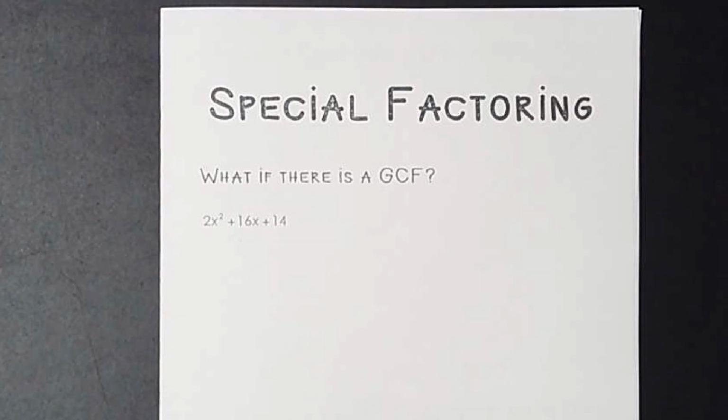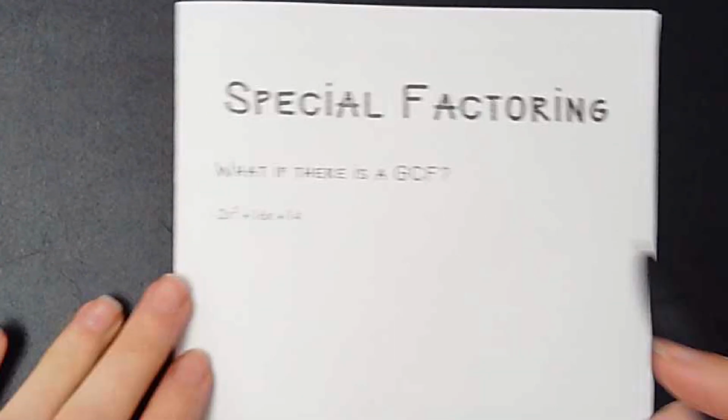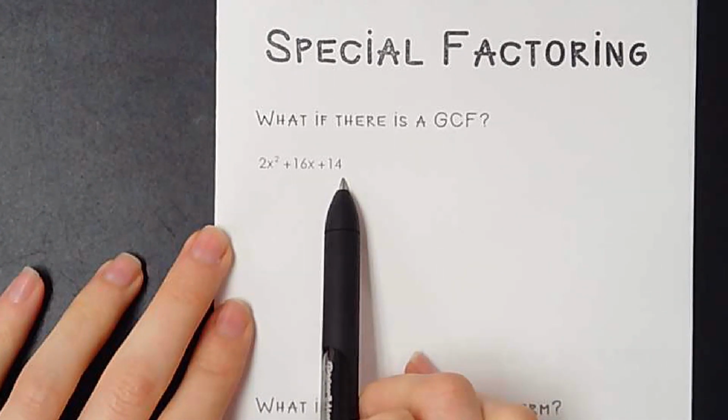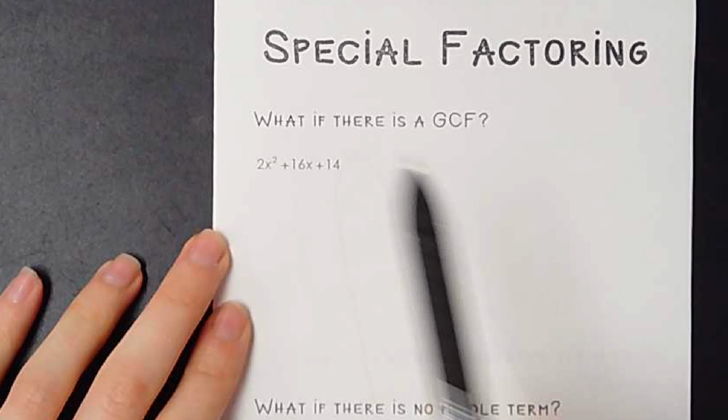Welcome to day 4 of our factoring unit. This is the last day of new notes, and there actually isn't even a new factoring method here today. We are just going to be looking at some special cases for our quadratic trinomials. So that means we have 3 terms, highest exponent is 2.